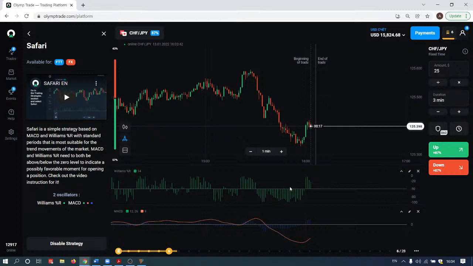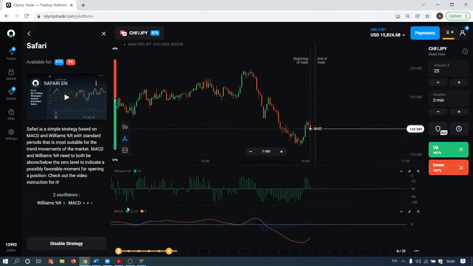the set of indicators, which are the Williams %R and the MACD indicator with the standard properties. The standard properties of the MACD indicator are 12, 26, and 9. These are the way they are supposed to be, right? When it was invented.